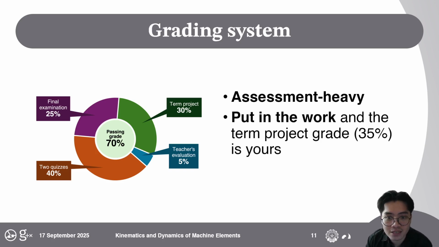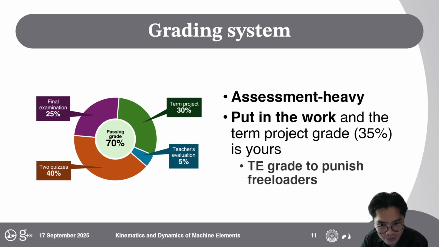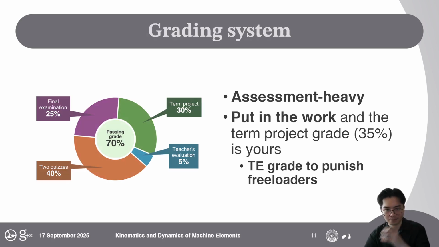The thing about this is the term project is actually 35%-ish. You're wondering, wait, where does the 5% come from? My teacher's evaluation is the 5%. The TE is there for me to at the very least be aware of and punish those who do not contribute to their term project. Okay? That's our goal. All right?